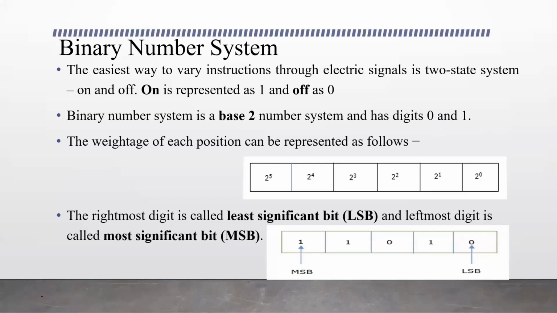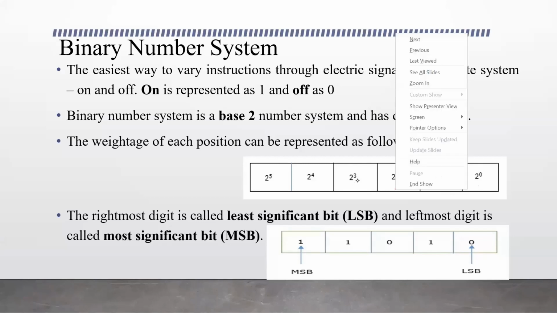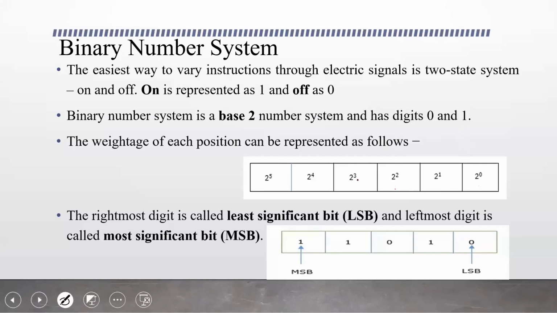And the binary system, in the same way, has the base 2. So we represent it as 2 power 0 for the first position, 2 power 1 for the second position, 2 power 2 for the third position, and so on. You will understand this in more detail when we do the calculations. Zeroth position, first, second, third, fourth, and fifth position.